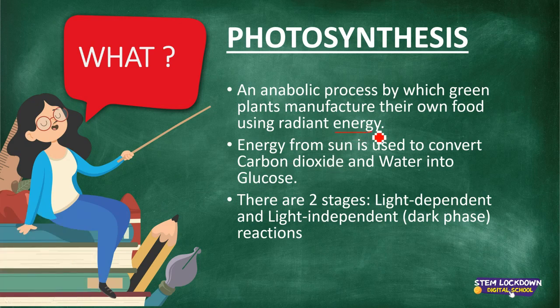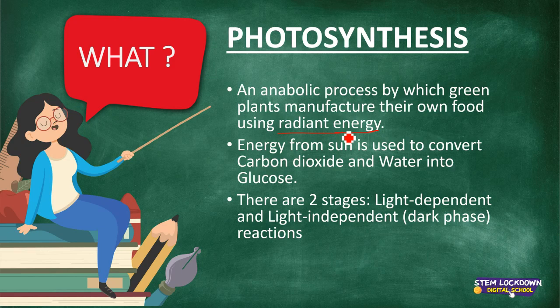Radiant energy is energy that comes from the sun. Other textbooks explain radiant energy as sunlight or light energy, or merely just as light energy. That is also okay. So yeah, this is the definition of photosynthesis, an anabolic process.